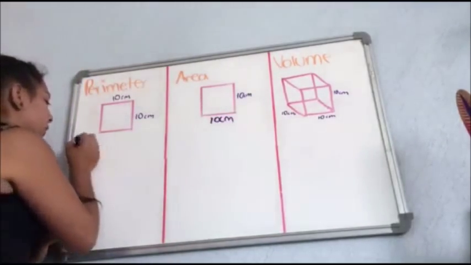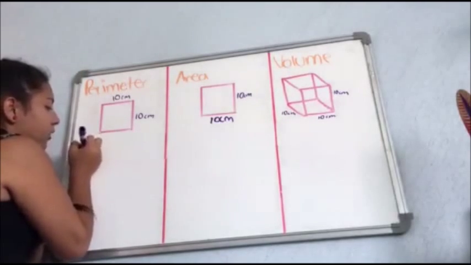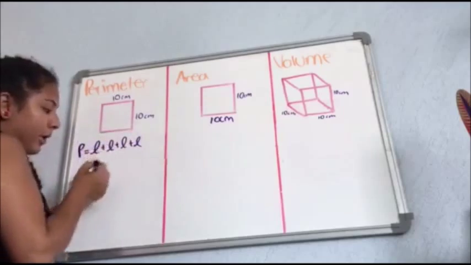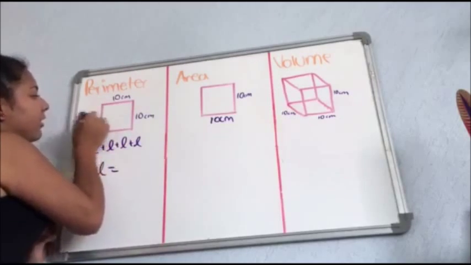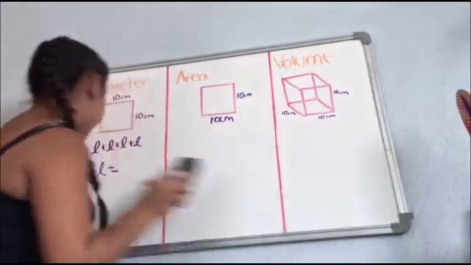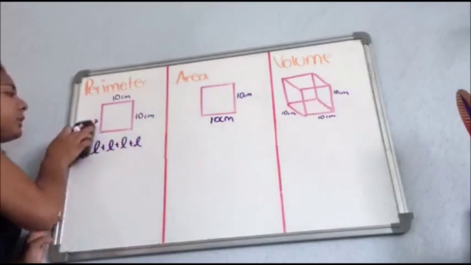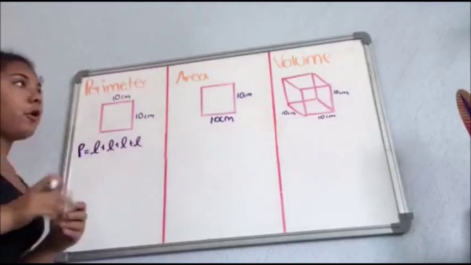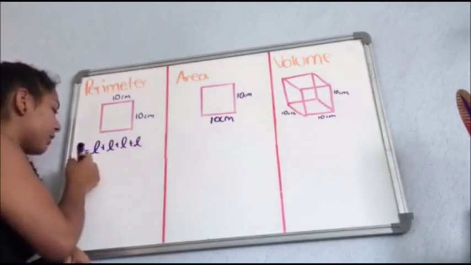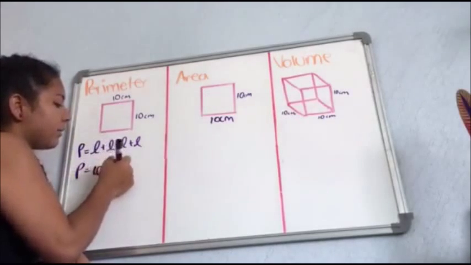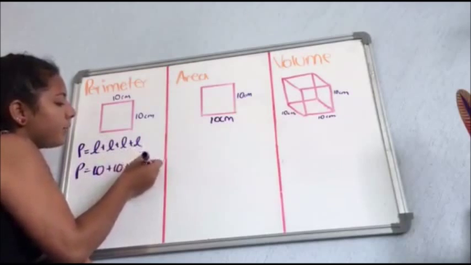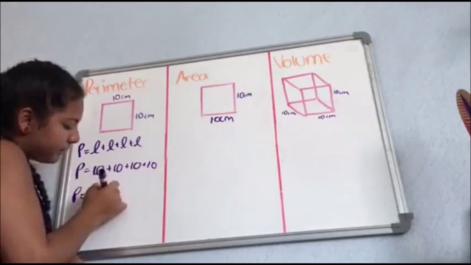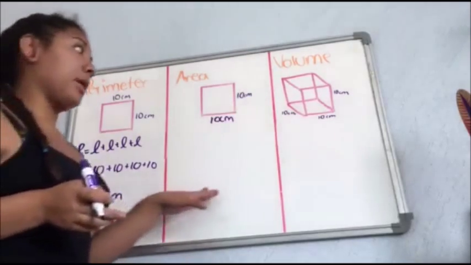We know that the formula for perimeter is P equals L plus L plus L plus L, where L equals the side of the square. Because the square has the same measure for all its sides, we just substitute 10 plus 10 plus 10 plus 10. We make the operation and we got 40 centimeters for the perimeter.